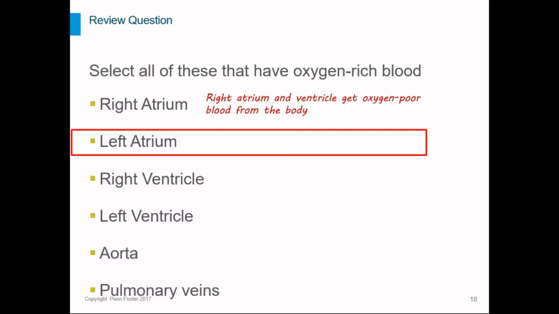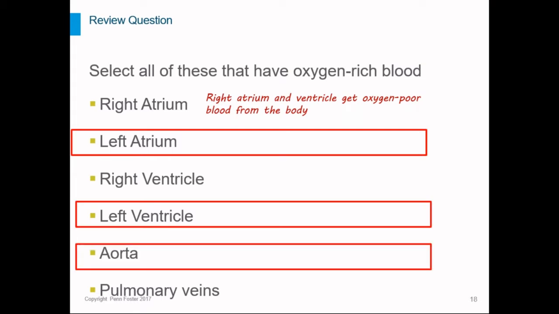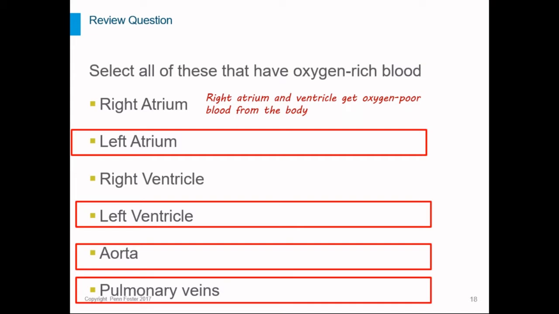The blood goes to the lungs, picks up the oxygen, goes to the left atrium and the left ventricle, which then pumps out to the aorta, the big artery that goes from the heart with all the oxygenated blood, and also pulmonary veins. So remember, veins go back to the heart, and pulmonary means to do with the lungs. So pulmonary veins are coming from the lungs back to the heart. So they definitely have a lot of oxygen.